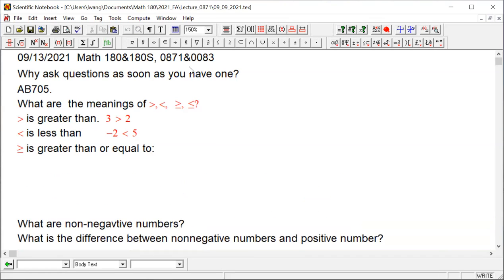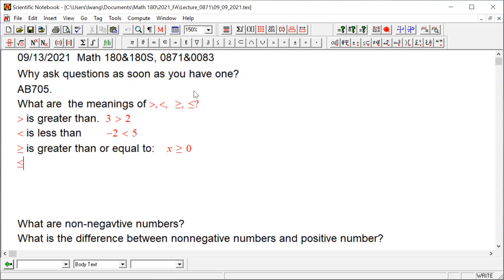For example, we say a number greater than or equal to 0. What does that mean? It could be greater than 0, which includes 0.5, 2/3, 1, 2, 1.7, right? And it also includes 0, okay?